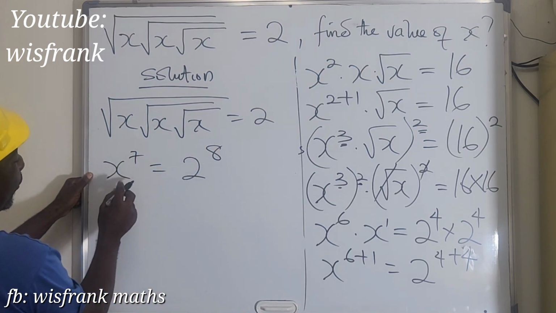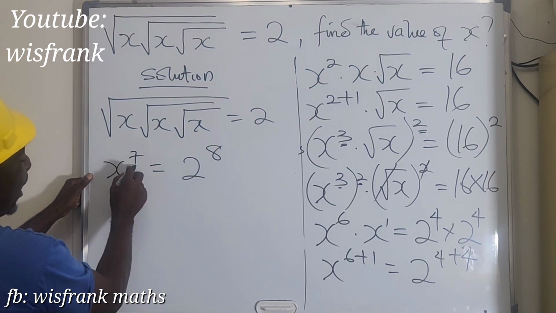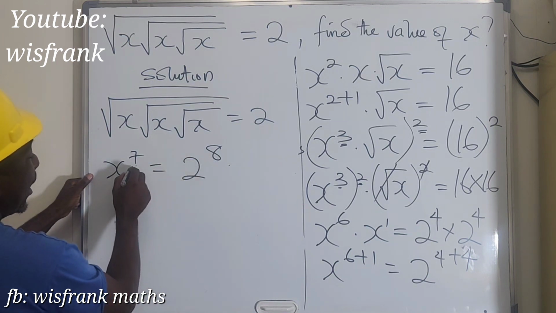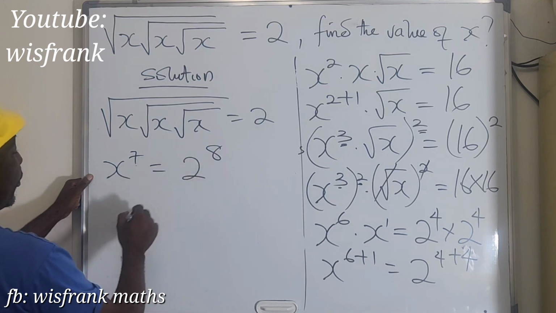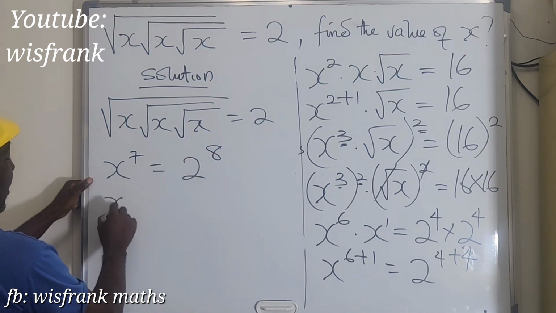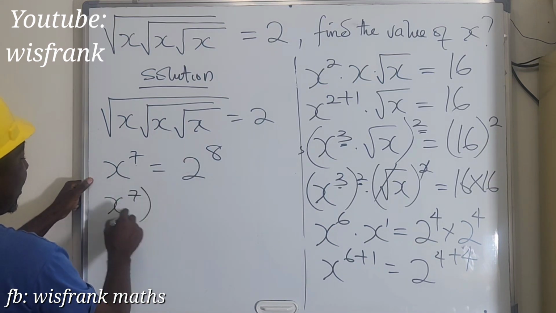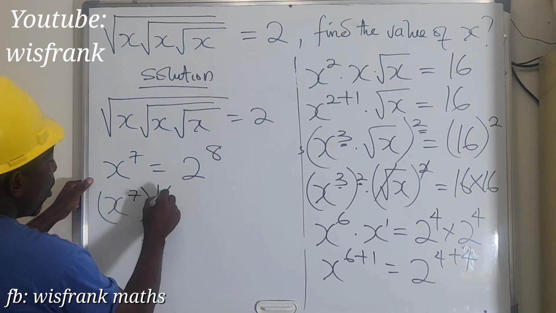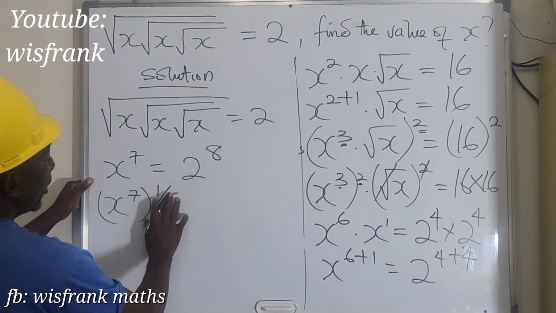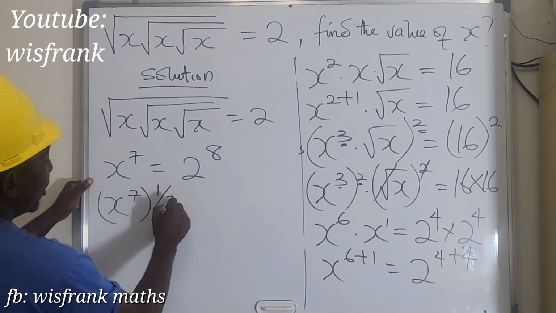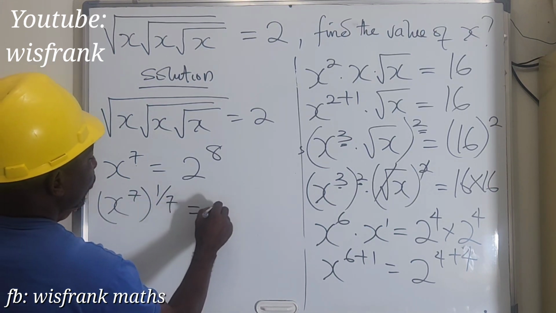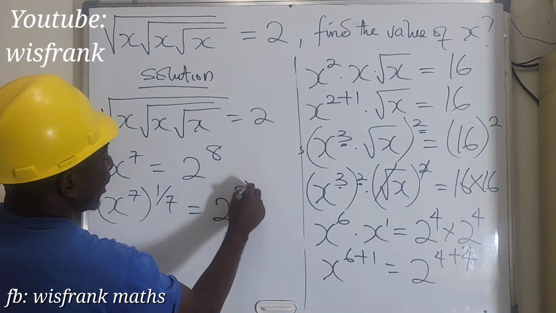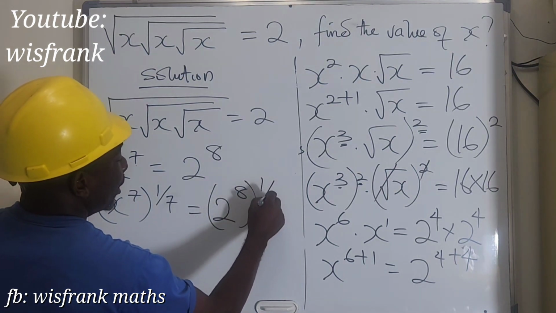We look for a value that will multiply here, and here will become 1, and here will become what we are looking for. So that one will be x raised to the power of 7 times 1 all over 7, because 7 will cancel here to become 1, equals 2 raised to the power of 8 all times 1 all over 7.